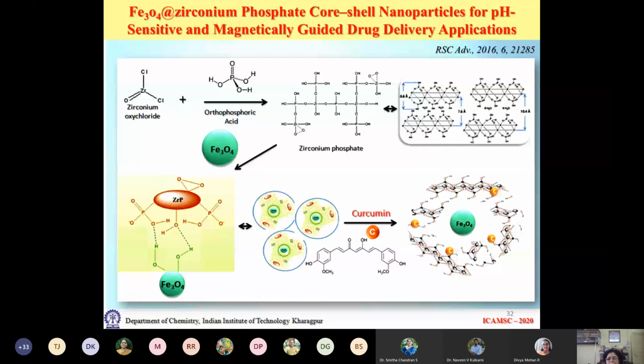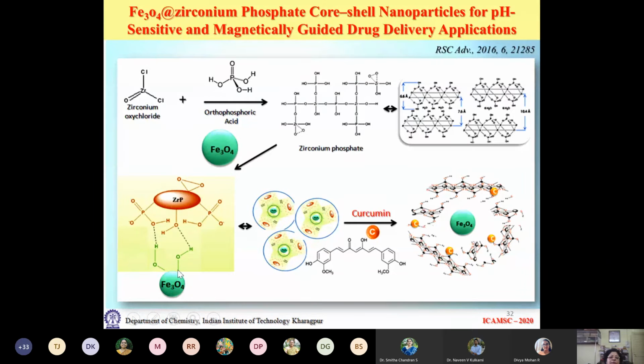Similarly, we have introduced a zirconium phosphate system, a zirconium phosphate core shell system. Alpha zirconium phosphate is a layered type of structure. It is a cage sort of structure. So if you have the zirconium phosphate generated, then it will look something like this. There you can attach the nanoparticle which you have generated, and it is attached to the surface OH groups of the iron particle, the magnetite particle.